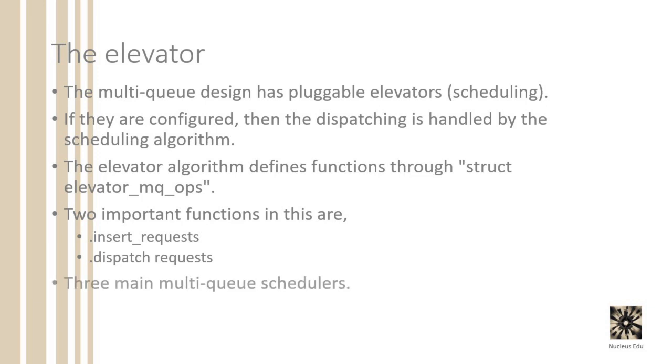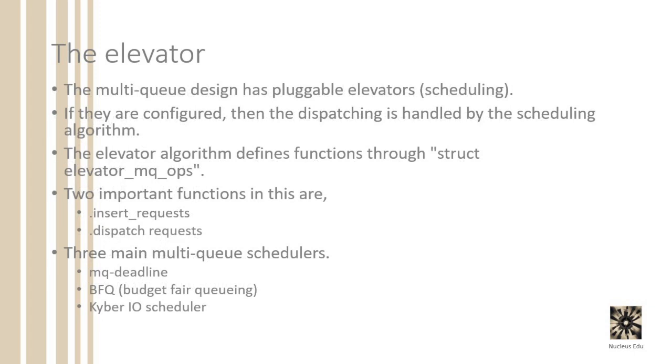The Linux kernel has three main multi-queue schedulers: the MQ deadline, the BFQ, budget fair queuing, and the Kyber IO scheduler. I'm not going to be discussing the details of the schedulers here because it's going to be very long, and it frankly deserves a session of its own. Just know that there is some generic information available on how the schedulers work in LWN and in the Linux documentation. You can refer to it for now, and when we get into a session for these schedulers, you can come back.